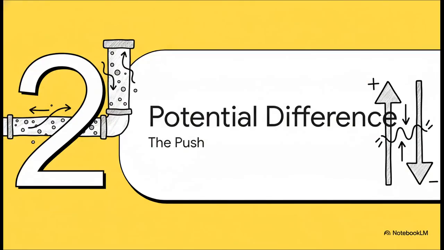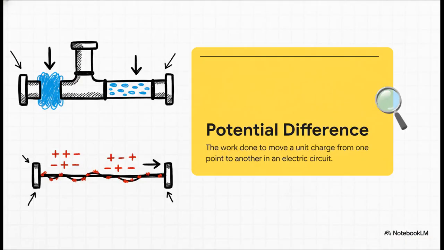Okay, so current is a flow. That makes sense. But what makes it flow in the first place? I mean, think about it. Water in a perfectly flat pipe isn't going anywhere on its own. Electric charges need a push. And that push, well, that's our next big idea, potential difference. That push is what we call potential difference.